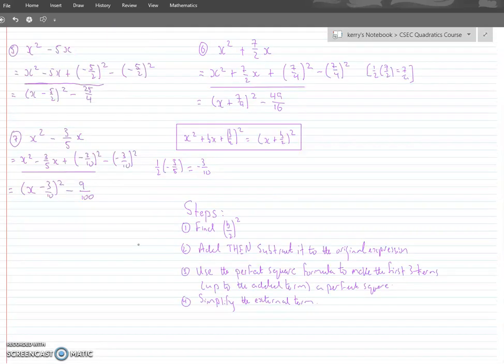Pause there to write down these steps. So find b over 2 squared as the first step. Add, then subtract it. The order is very important, to the original expression. Use the perfect square formula, which is this, to make the first three terms up to the added term the perfect square, and the fourth step is simplify the external term.